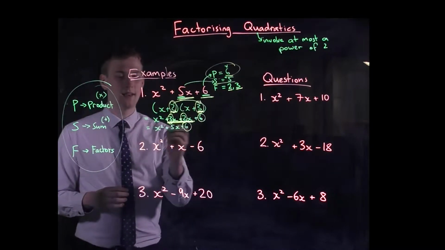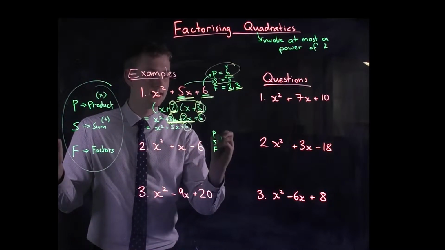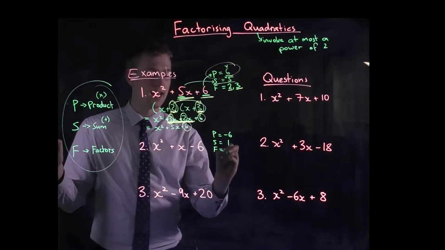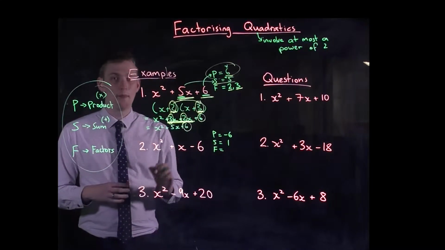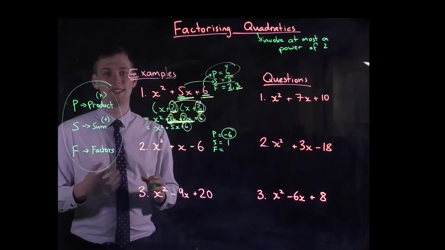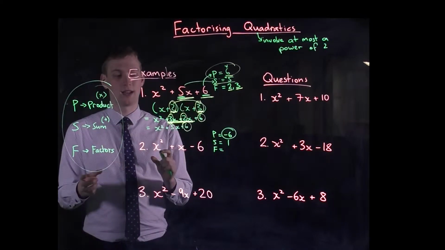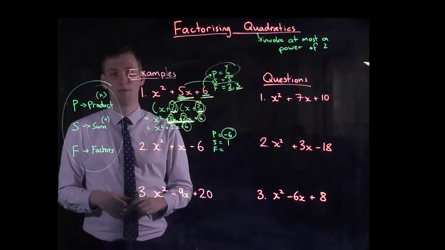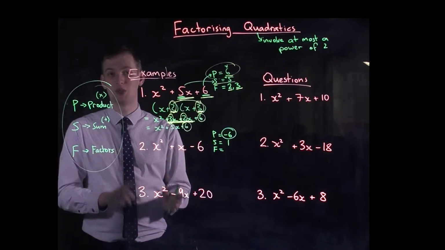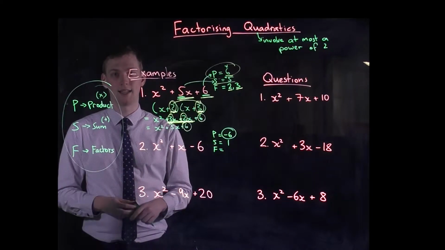Alright, so we're going to keep going. The next one, we have this, and we need to find out our answer. So we're just going to write a PSF again next to our question. Our product is going to be minus 6, our sum is 1, and our factors we don't know yet. But there's something we can work out. Since our product is minus 6, a negative number, that means we're going to have a negative as one of our factors and a positive as the other. Because if we had 2 positive factors, we have a positive product. And if we had 2 negative factors, we have a positive product. So one will be positive, one will be negative.